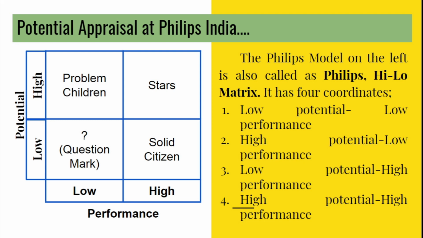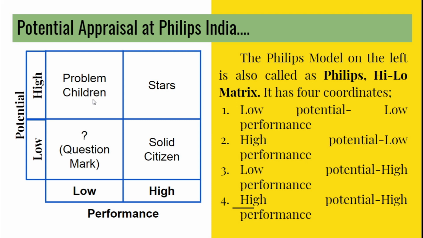Okay. Then the second coordinate is high potential, low performance. These are also called problem child. Such employees are shifted to other jobs or departments, or job rotation is observed for these, and this is done while keeping in mind their high potential. And if they are not able to improve their performance in a specified time, they may be shifted to the question mark category. Fine. Or if they perform better, they could be taken to the other side, towards the star side.